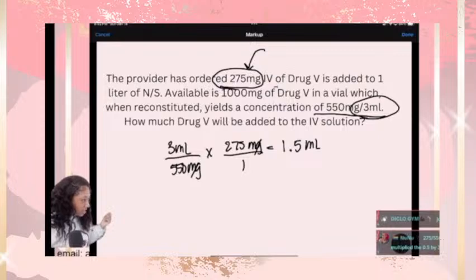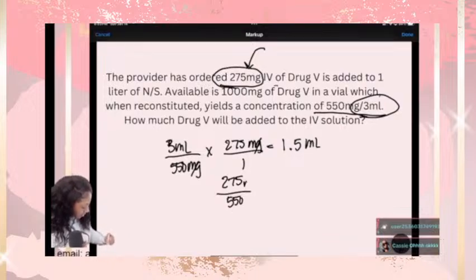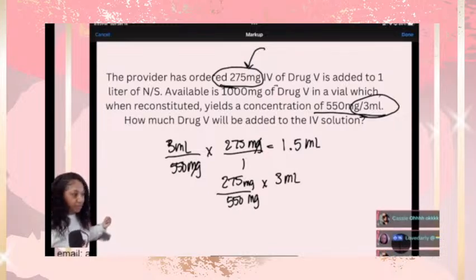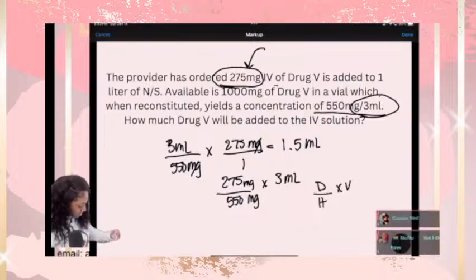275 divided by 550, and then you did it by 3. So basically you did desired over have, Nunu, right? When I do my problems, I set them up the same way. You could very much do desired over have, because you desire 275, you have 550, and what 3 mL. So that's what she did. I just did it with D over H times V, and then this is DA. So it's just 2 totally different ways.